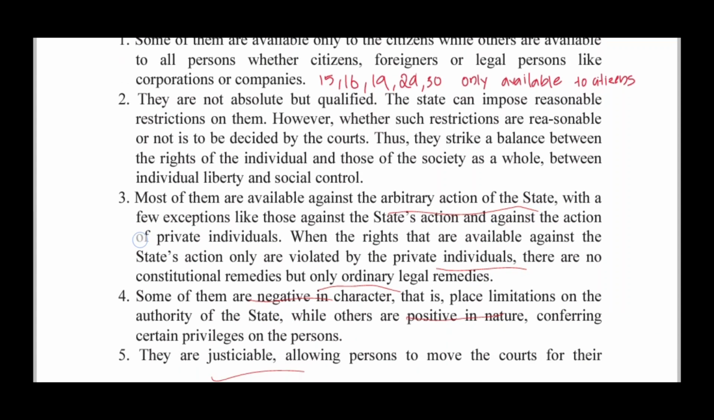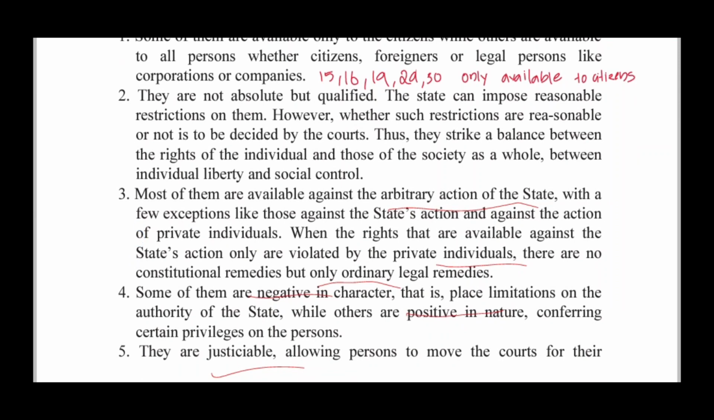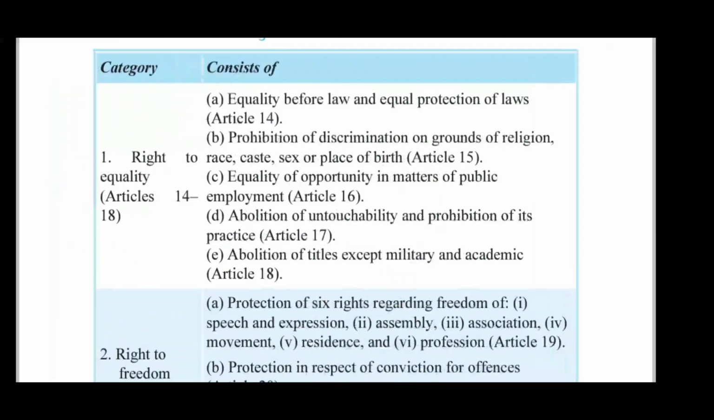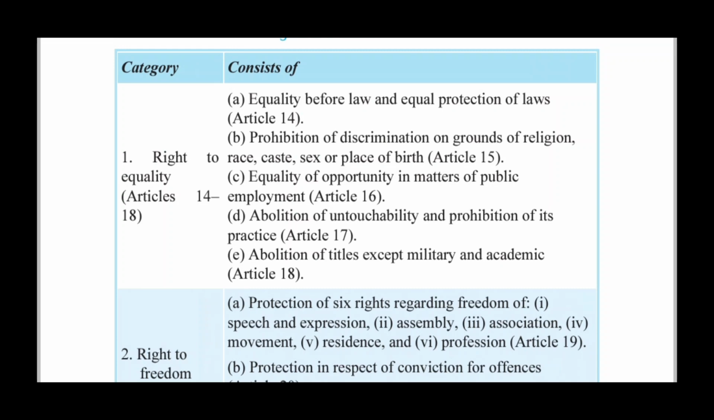Then fourth one is that some of the fundamental rights are negative in character, whereas some are positive in nature. For example, the fundamental right mentioned in Article 15 says prohibition of discrimination on the ground of religion. There is a negative word which is prohibition. So this is negative in character but for the welfare of the people. Then Article 16 says that equality of opportunity in matters of public employment should be ensured. So this is a kind of positive fundamental right.